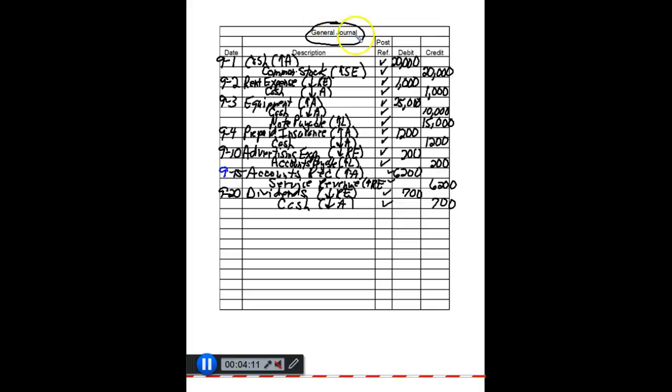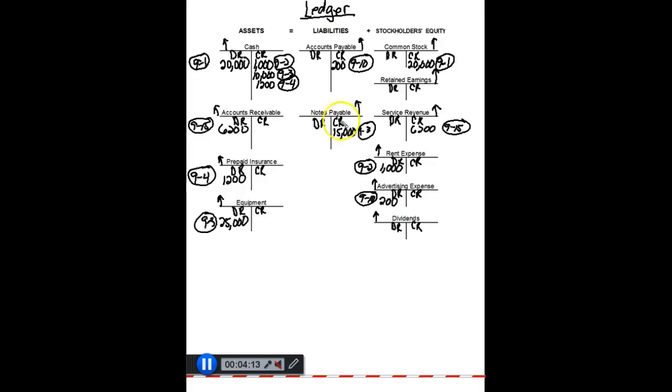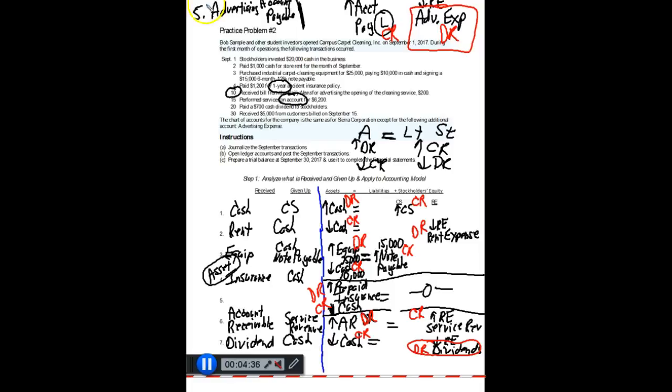We go from the journal to the ledger. So on September 20th, we have a debit to dividends of $700. We post that. We go up to cash. Under the credit side, we list the $700 on September 20th. So debit dividends, credit cash. Okay, very last transaction. We received $600 from the customer billed on September 15.